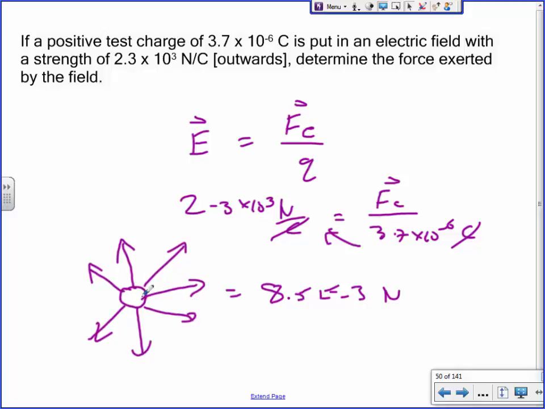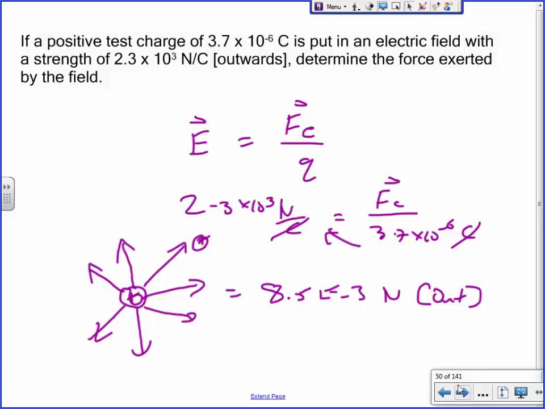What is the positive or negativeness of this object? Positive, yeah. Right? And then if the field strength is outwards, then the force on the positive test charge is also going to be outwards, whichever way that ends up being. Up, down, left, right, north, south, or whatever we do.